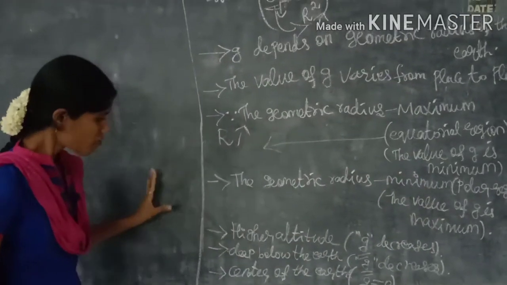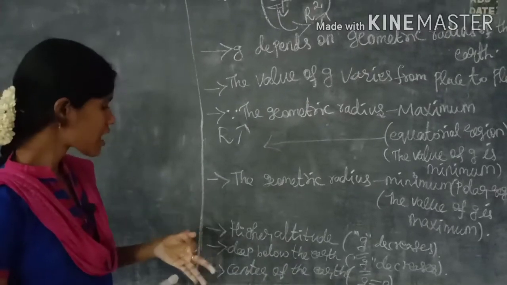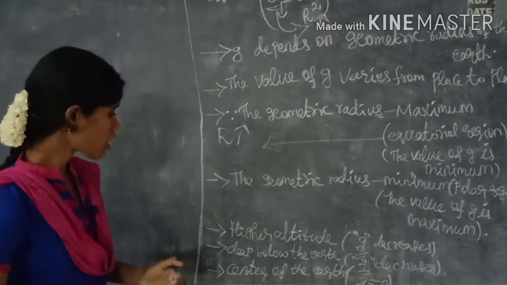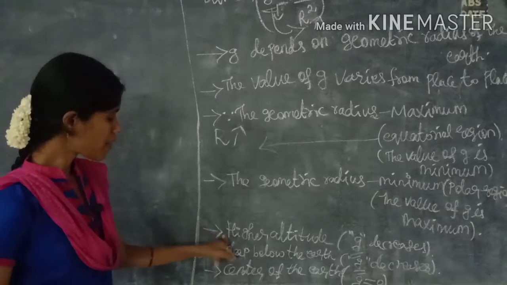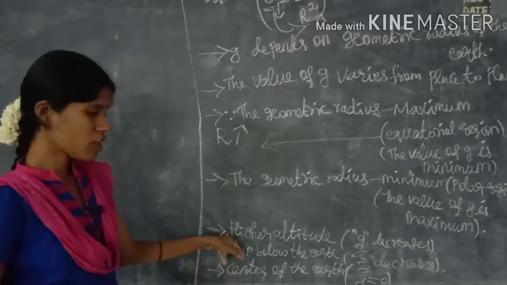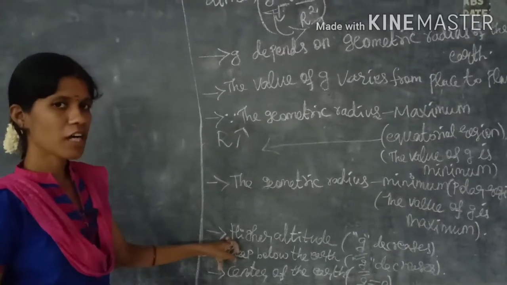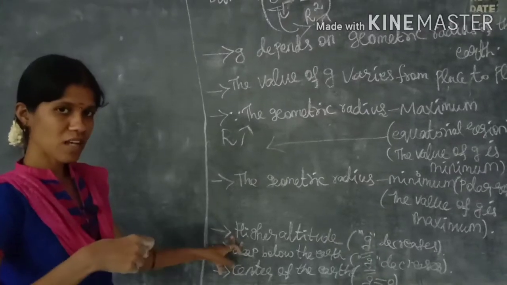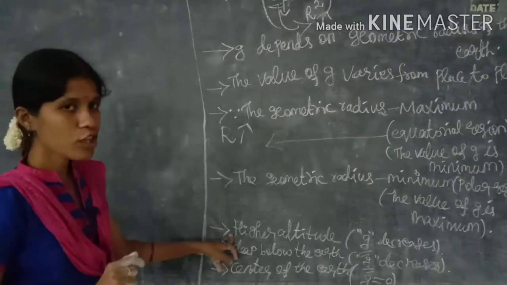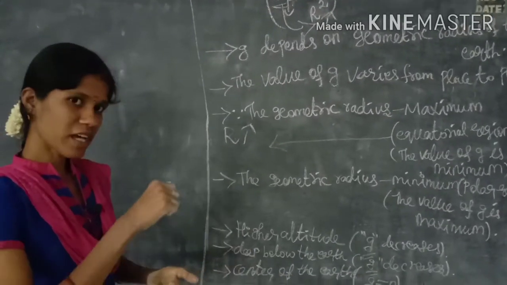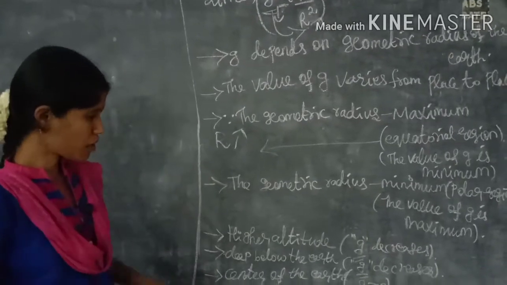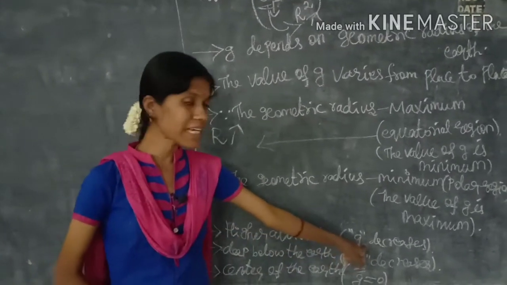Then we have to see three cases. The first one is moving an object or any body from the surface of the earth to a higher altitude. In that case, the value of g will decrease.